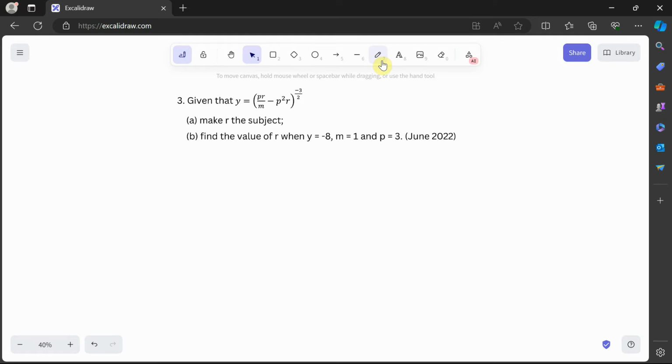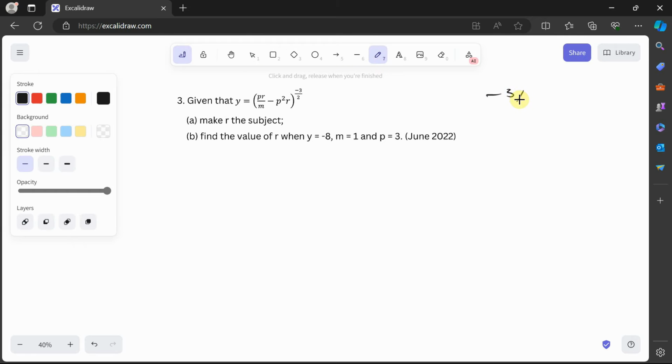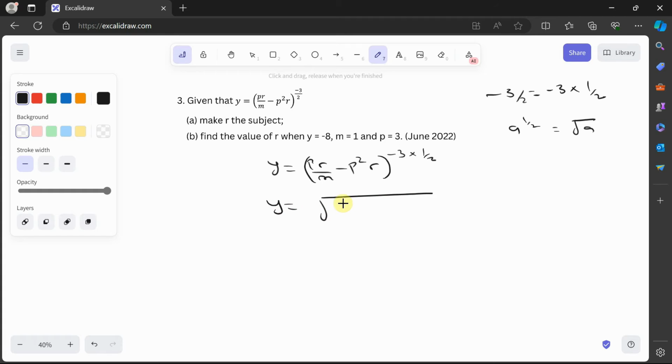So the first thing we need to know is that when we have minus 3 over 2, it is the same as saying minus 3 times 1 over 2. So I can write it as y is equal to pr all over m minus p square r raised to the power of minus 3 times 1 over 2. When we have something raised to the power of 1 over 2, like a raised to the power of 1 over 2, that is the square root of a, is that not it? So given this knowledge, we can write it as y is equal to square root of pr over m minus p square r all raised to the power of minus 3, right?